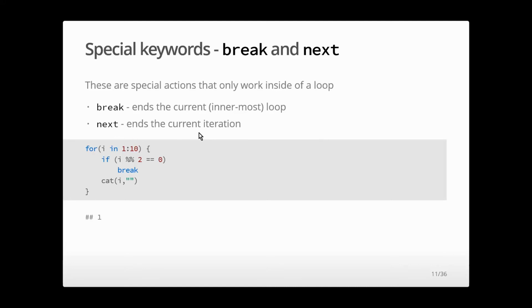In this case, we've got for I in 1 through 10, if I is divisible by 2, so I mod 2 is 0, then break. What that does is it runs, and when I is 1, it looks at this, it's false, so it doesn't execute this. Then we cat the I, and it prints out 1. Then I is now 2, is 2 mod 2 0? Yes. So it executes break, and then it stops. The result of this is just 1.